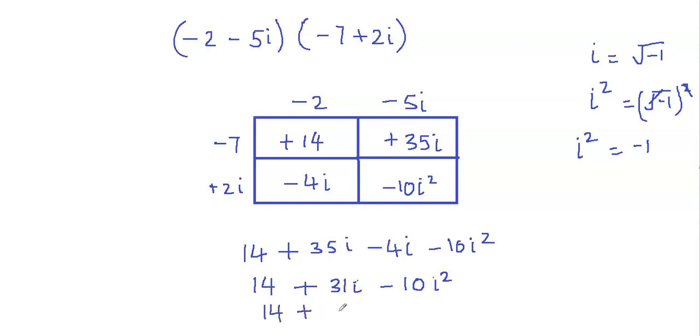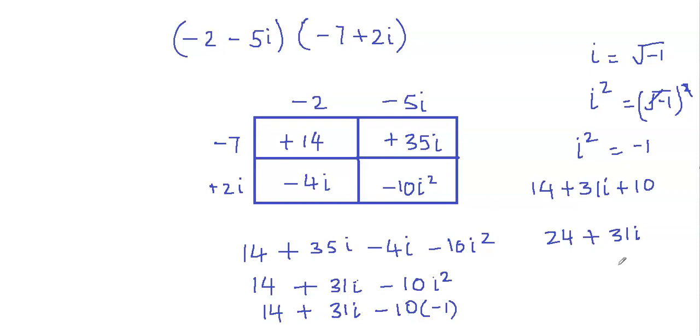I have 14 plus 31i minus 10. In place of i squared, we'll substitute -1. So now we can simplify this. This will be 14 plus 31i, and then -10 times -1 will be +10. Now we can combine 14 plus 10, which will give us 24. So this will be 24 plus 31i. We cannot simplify this expression anymore, so this will be our final answer.